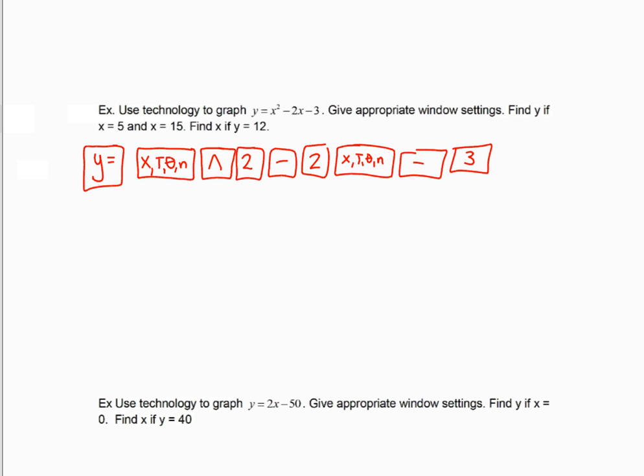Okay, it says give appropriate window settings. Well, first of all, I don't know if I need to change my window settings, and I'm going to show you how to write them in a second. It says find y when x is 5 and x is 15. There are so many questions here. First, find y when x is 5. How would I do that? I know my x and I'm looking for y.